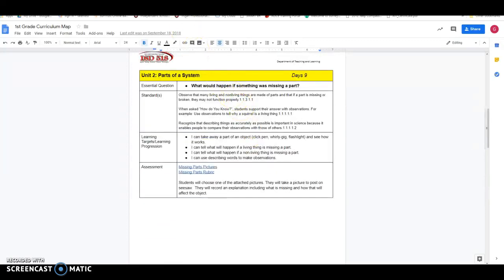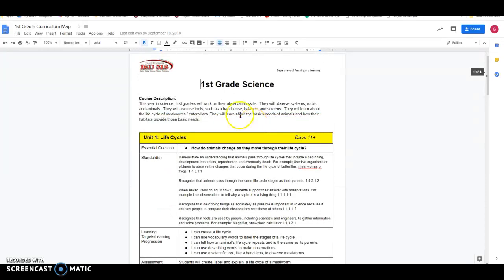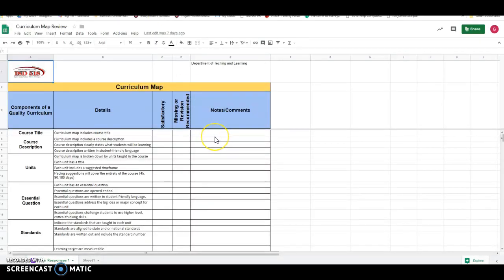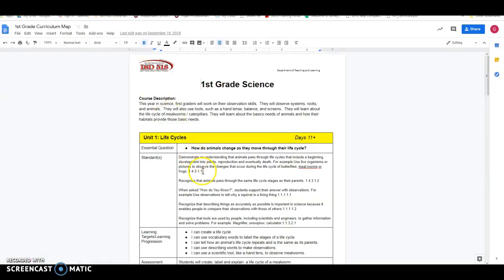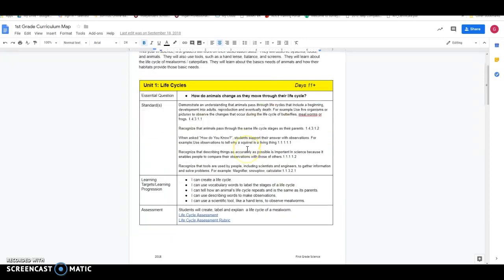So one of the things that we do is we have a checklist that we go through with a curriculum map. After you develop the first unit, you're going to send an email to me and let me know that you got the first unit done, and I'll go in and take a look at it.